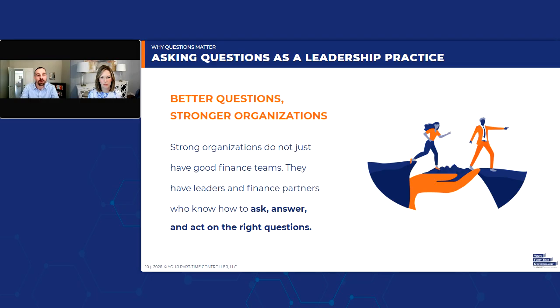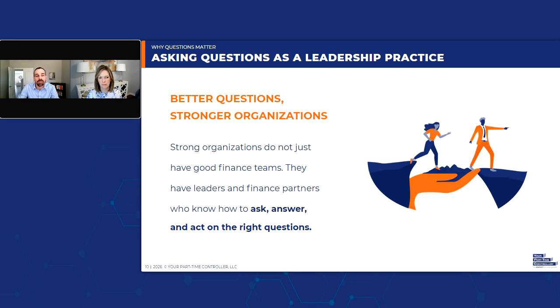So here's the reframe I want everybody to walk away with. Strong organizations don't just have good finance teams. They have leaders that know what to ask, finance teams who know how to explain, and a shared commitment to using financial insight in service of their mission. Think about how many nonprofit decisions actually rely on financial insight, even when they don't feel financial at first. Think about staffing and programs. Think about fundraising and grants, reserves and technology, and even growth and sustainability. Almost all of them, right?